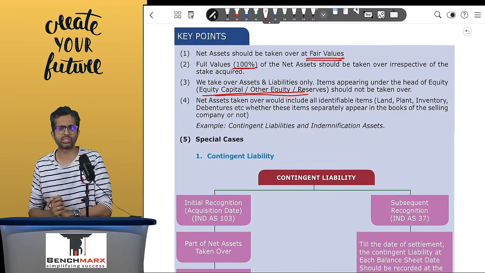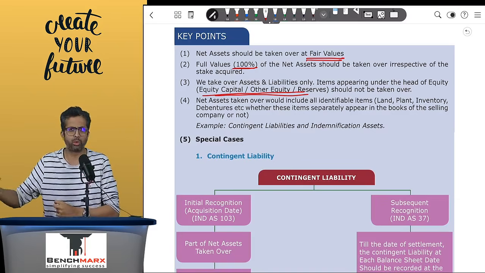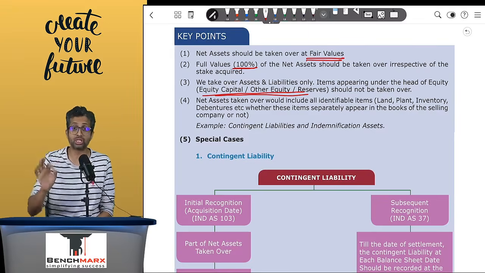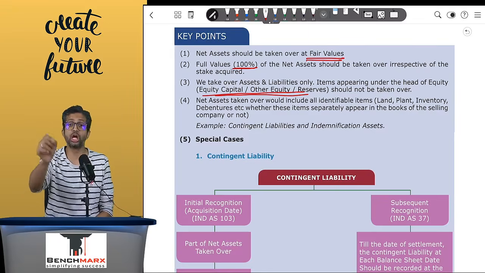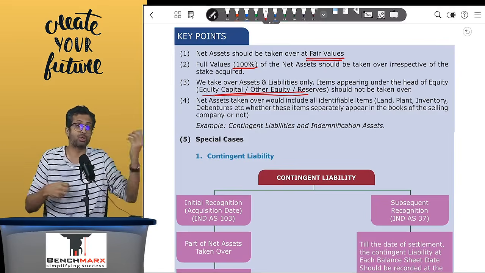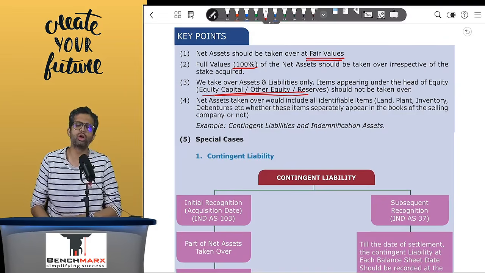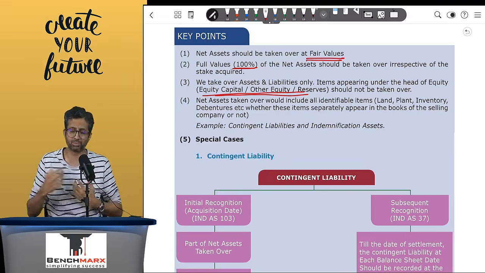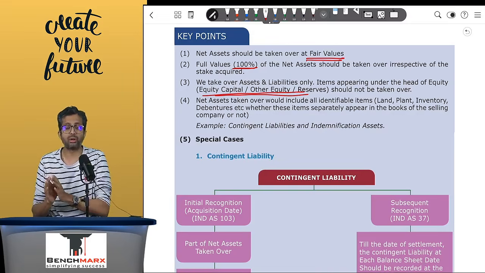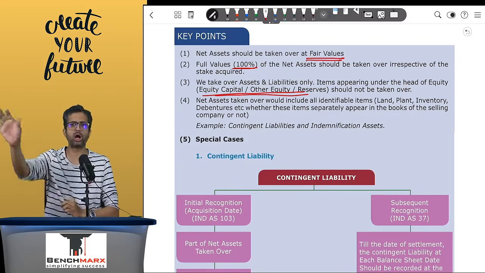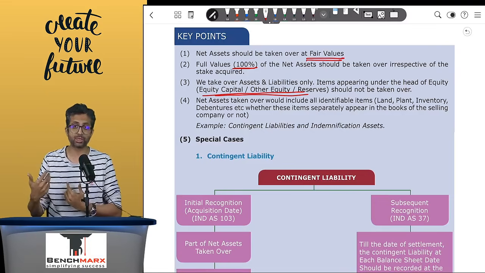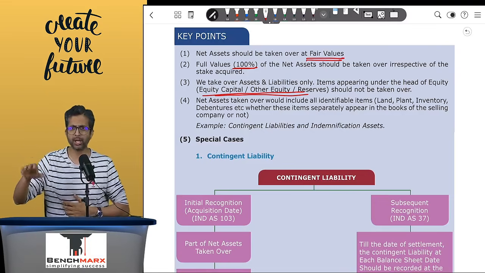Now, in the books of the selling company, they might have said that if it is not probable that the payment will be made, we just want to give a disclosure. But when you acquire a business, the standard says all assets and all liabilities are to be taken over at fair values, not necessarily whether they're probable or not probable. Over here, if the fair value is 40 rupees, then you'll have to take over this contingent liability at 40 rupees. So contingent liability should be taken over at fair values, irrespective of how the selling company accounts for it. Secondly, there is a possibility that the shareholder of the selling company gives you an indemnification.